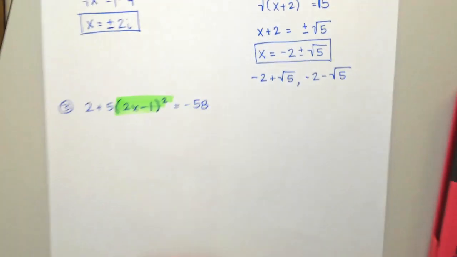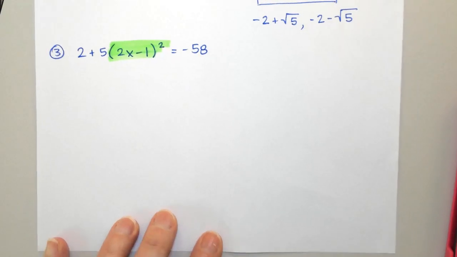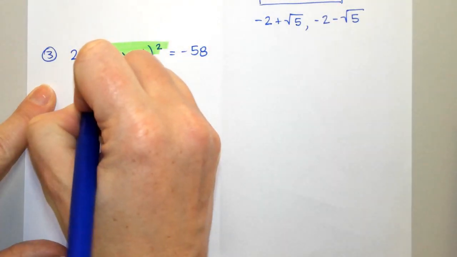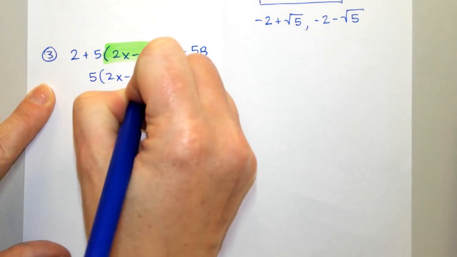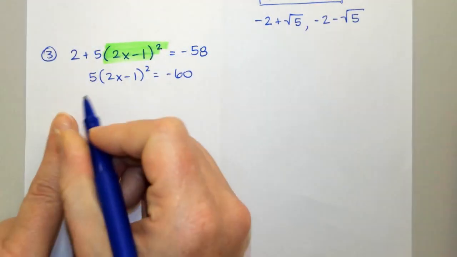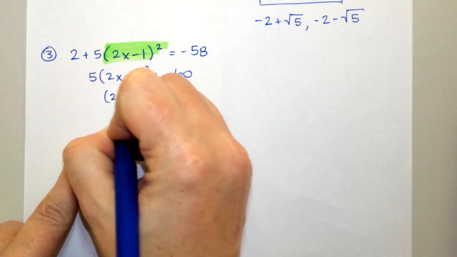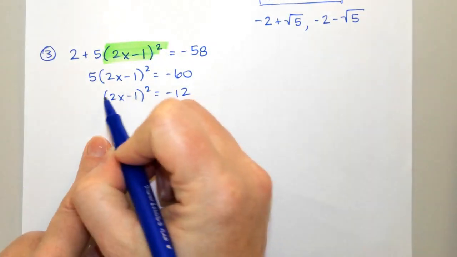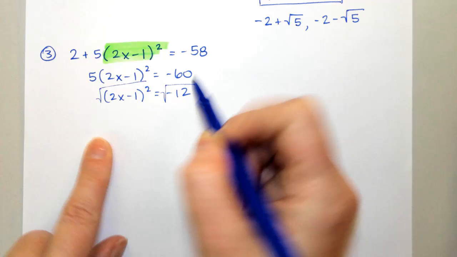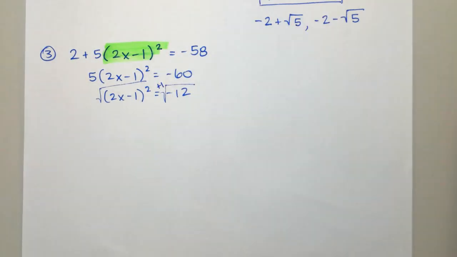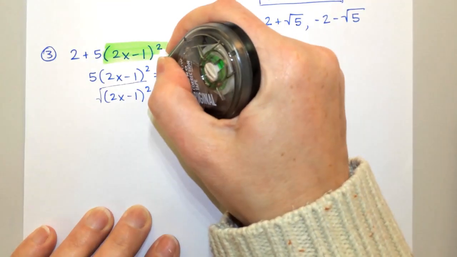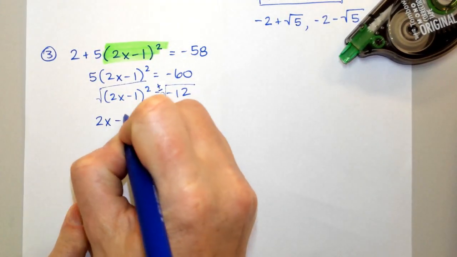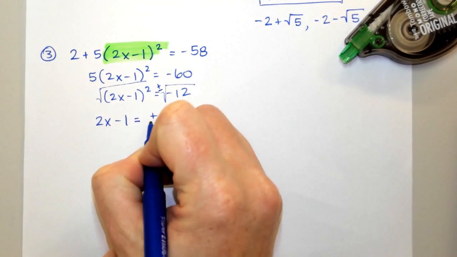All right, so we'll just go ahead and check this really quick. I know a lot of people have finished, and there are a lot of things about these that look great. But you would take away 2 from both sides first. And then you would divide out that 5. And at this point, we're taking the square root of both sides. So I just want to remind myself there's going to be a positive and a negative answer to that. So I'll have 2x minus 1 equals positive and negative.